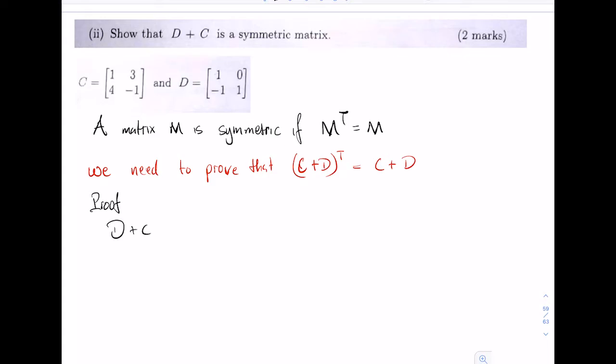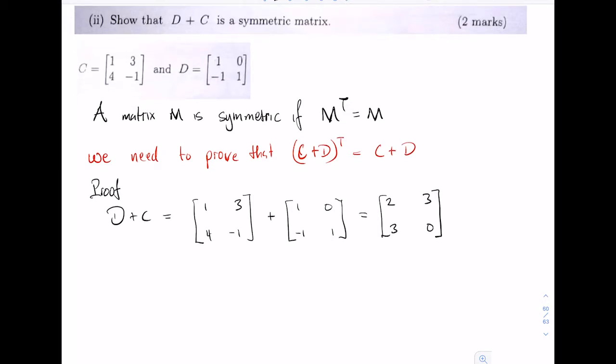So D plus C is actually equal to 1, 3, 4, minus 1, plus 1, 0, minus 1, 1. And when I add these two matrices together, I end up with 2, 3, 3, 0. Okay, so now I have this matrix, and I'm now going to take the transpose of this matrix, right? Which means I'm going to take each row and I'm going to turn it into a column.